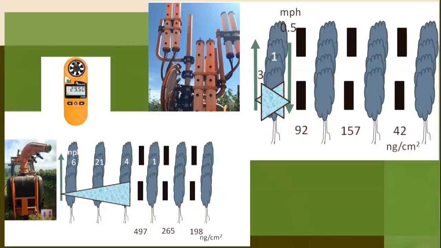To measure this, we measured in-field drift on the ground in the middle of the rows, seen as black rectangles. The numbers below show a range of 40 to 150-ish nanograms per centimeter squared of deposition. Really, the exact number is not the point, but rather look at how a sprayer with more air pushes more deposition past the intended canopy.